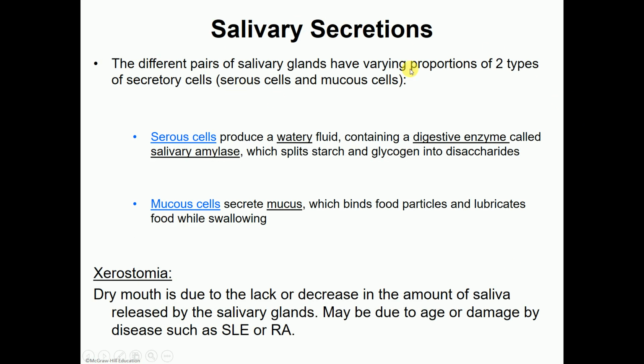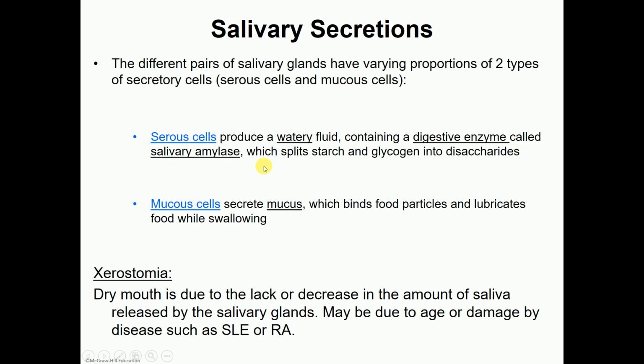Salivary secretions, as I already mentioned, there are 2 different types because there are 2 different cells in the salivary glands. There are serous cells, and those produce a very watery fluid rich in the digestive enzyme known as salivary amylase. And amylase, again, is the very first step to digest carbohydrates, whether they're starch or glycogen, into a disaccharide. So starch and glycogen are polysaccharides, and to digest them into a disaccharide made out of 2 sugar units only, salivary amylase will help in performing that.